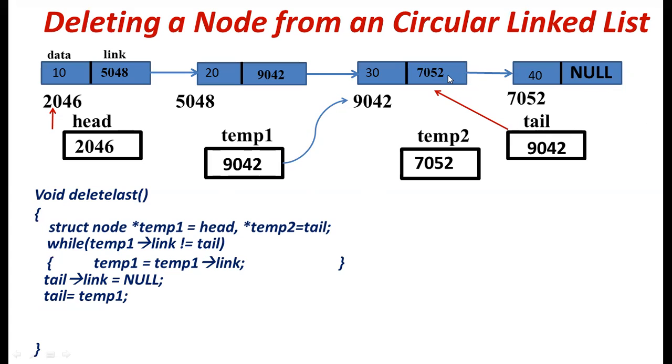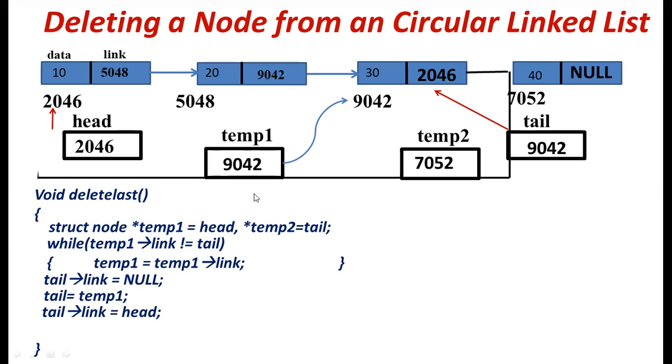Now what we have to do? We have to make this connected to this first node. That is, tail link will be equal to the head node, that is 2046. So the pointer will be pointing to this particular node. Now this got disconnected completely.